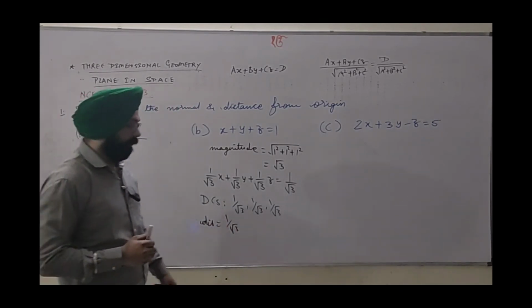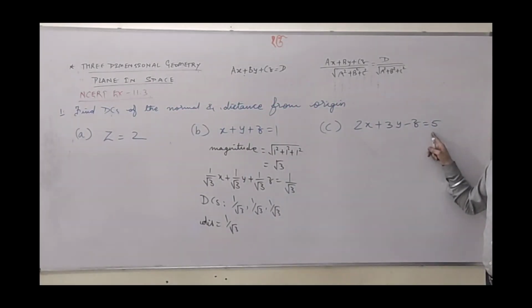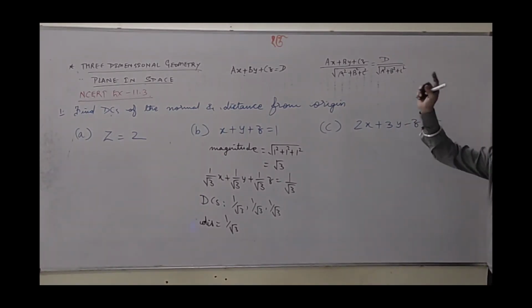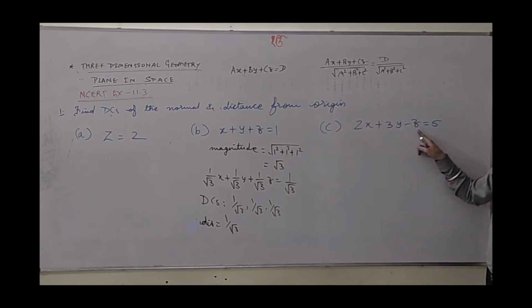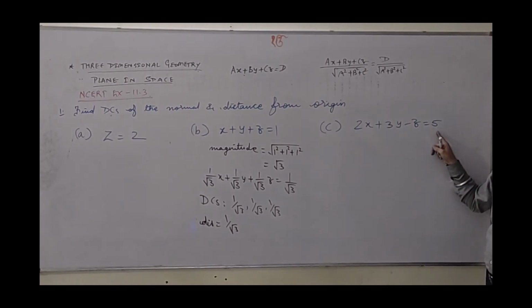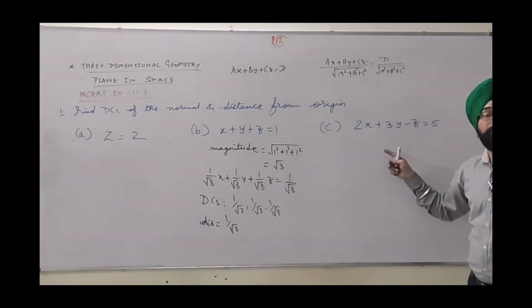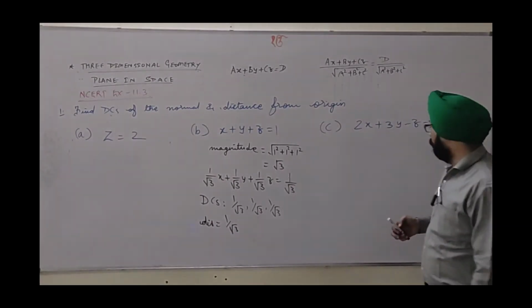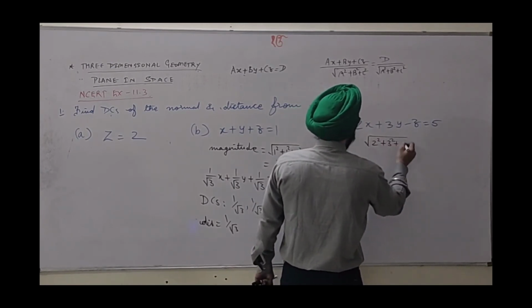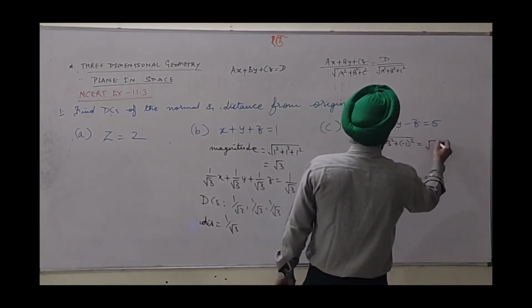Now let's see the third one, 2x plus 3y minus z equal to 5. Now this is a must: when we are finding distance and direction cosines, we should write the constant on the right hand side. Being a distance, this must be positive. Suppose it was minus 5, then the first step should be to shift the minus sign towards the LHS. These are a few things we have to discuss. Here the magnitude is under root 2 square plus 3 square plus minus 1 square. Solving, we get 4, 9, 1, which is 14, so root 14.